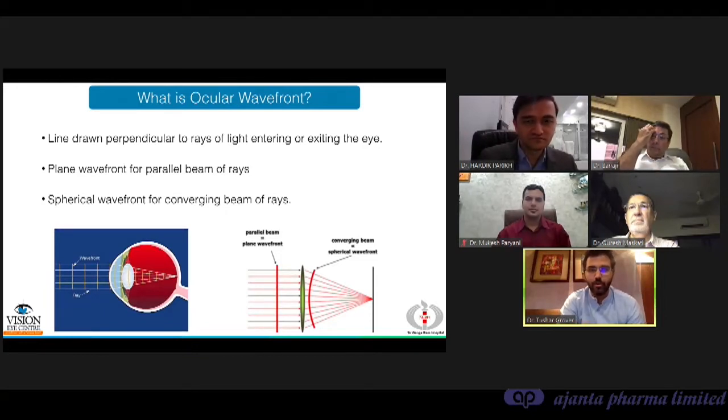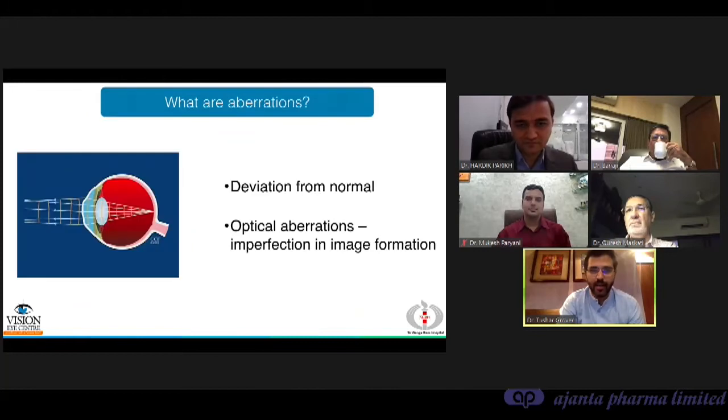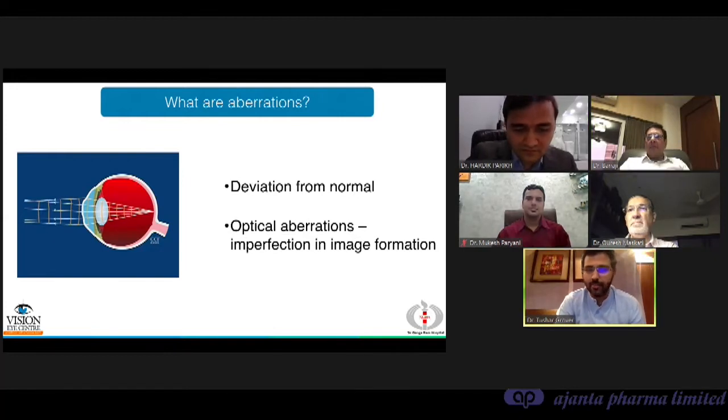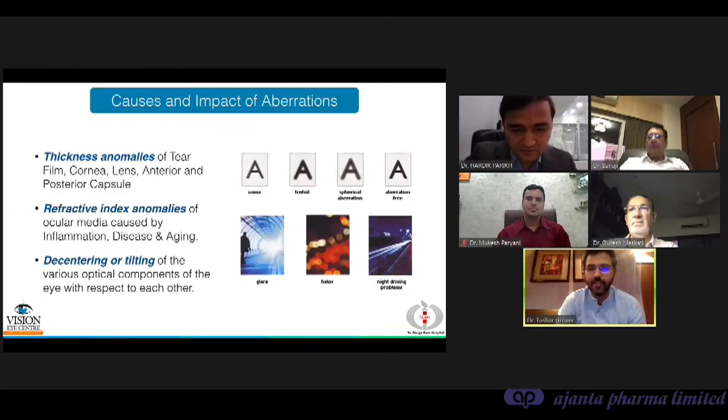So a line that you draw perpendicular to the rays of light entering or exiting the eyes is the ocular wavefront. So that would be a plane wavefront when you have a parallel beam of rays, and it would be a spherical wavefront when you have a converging beam of rays. And any deviation from the normal here is what constitutes aberrations, and this leads to imperfections in image formation. And the symptoms that Dr. Mukesh also spoke about, such as glares, halos, starbursts, night driving problems, loss of contrast sensitivity, all of those are the consequences of increased higher order aberrations in the eye.